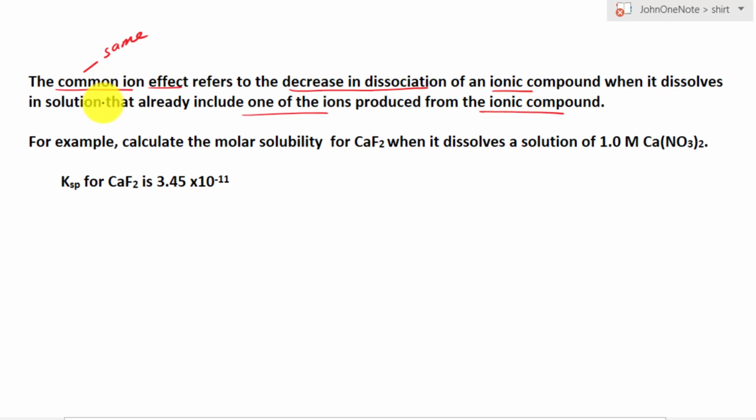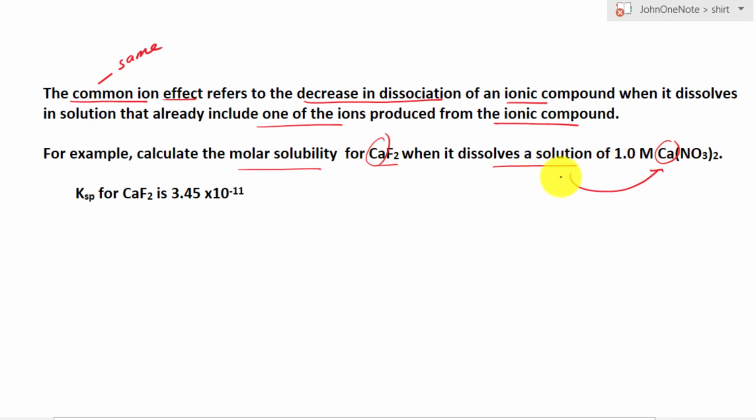To understand this common ion effect, let's look at an example. We'll calculate the molar solubility for calcium fluoride when it's dissolved in a solution of 1 molar calcium nitrate. And notice, what do they have in common? Calcium and calcium. Because the solution has calcium in it already, it would affect the solubility of calcium fluoride.